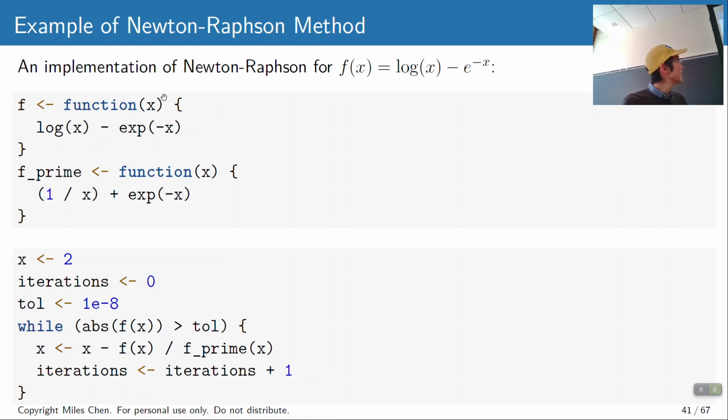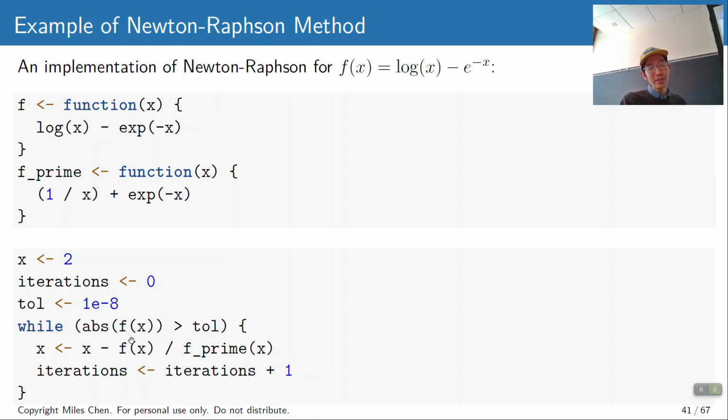But anyway, so f is going to be log of x minus e to the negative x. f prime is going to be 1 over x plus e to the negative x, okay? And then this is the Newton-Raphson algorithm. It's just like, what, 3 lines here even. So we start off at some arbitrary value, x equal to 2. I'm going to start off at 0 iterations. My tolerance will be 1 times 10 to the negative 8.